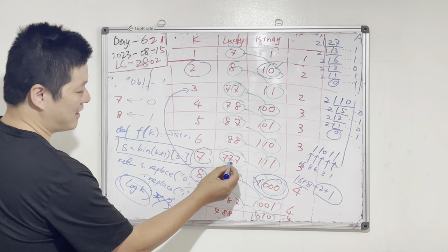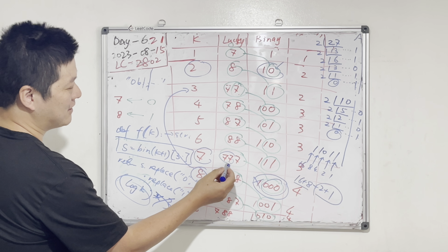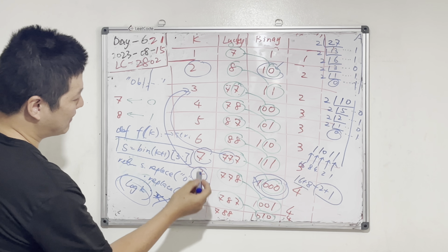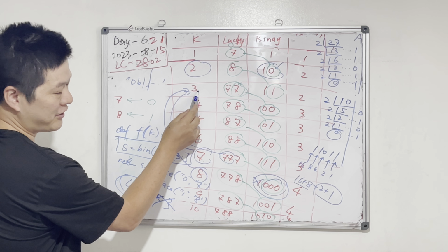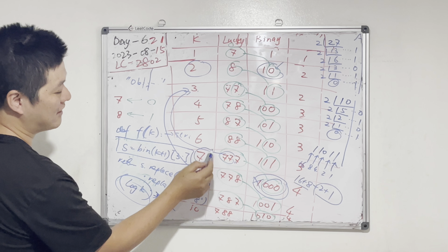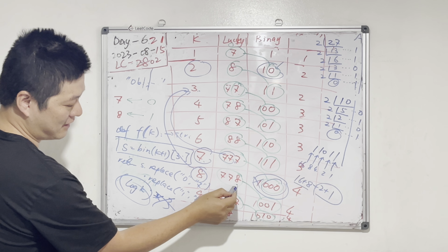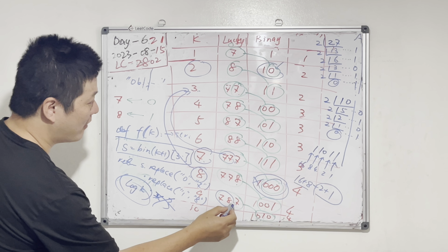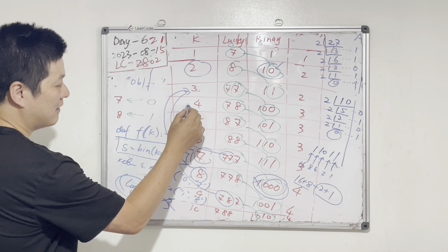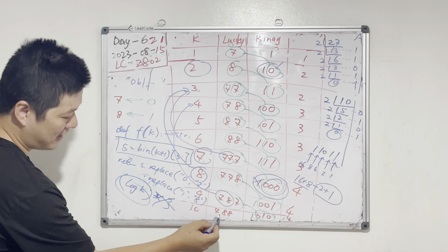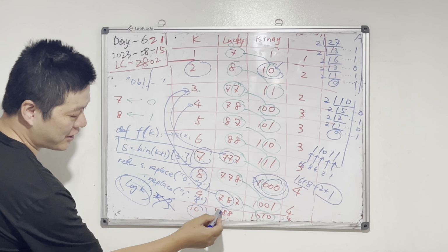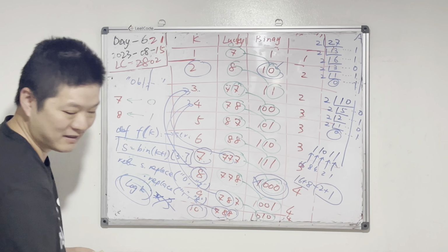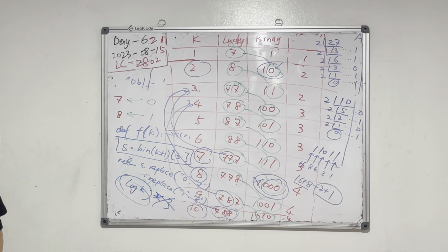So which one is it? Is this mapped to the 3? So basically 7 is the third lucky number plus 7, and 8 is the third lucky number plus 8. And how about 9? 9, 788, is the fourth lucky number plus 7. The 10th is the fourth lucky number plus 8. So do you find something here?